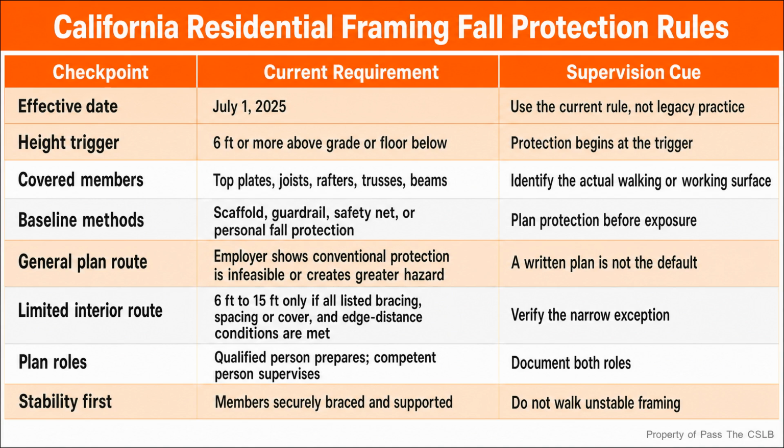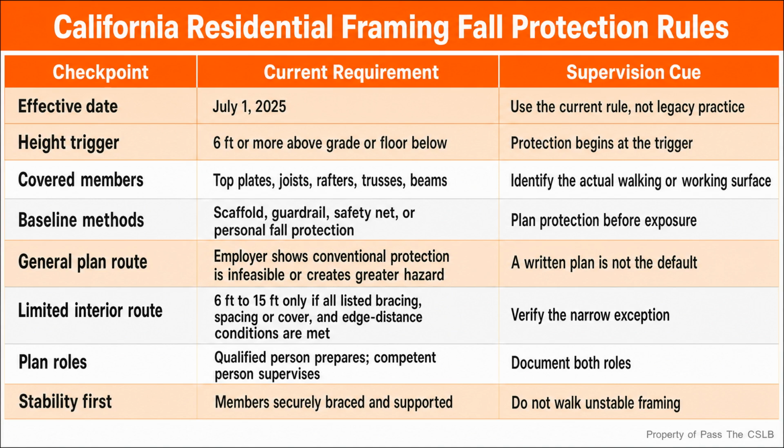When a plan is allowed, the required roles matter. A qualified person prepares or approves the plan as required, and a competent person implements or supervises it in the field. Those titles are not honorary. They describe different responsibilities for designing the protective approach and recognizing or correcting hazards during the work.